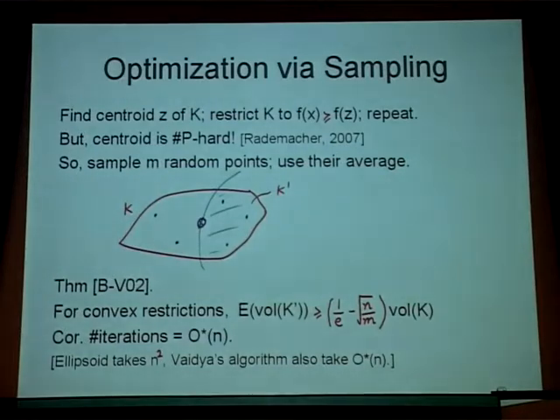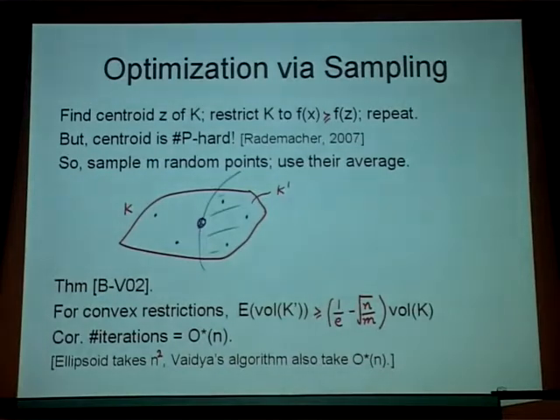That sounds like great progress, because very quickly your volume will become exponentially small compared to what it was to begin with, and then you can use that to bound how far you are in function value also. The trouble is that computing the centroid is sharply hard, even in an approximate sense, for deterministic algorithms. So how about we just sample random points and take their average? The centroid, after all, is the average of all the points.